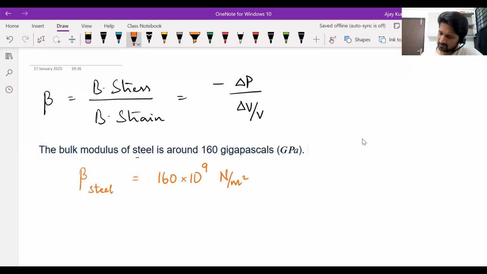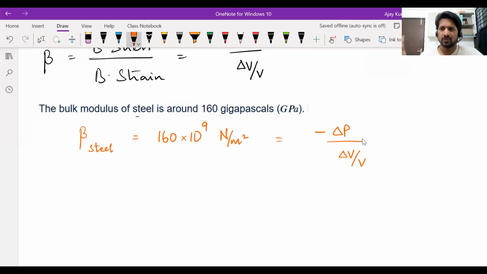Fine. So that is minus delta P divided by delta V by V. So suppose you increase pressure on an object made of steel, then the relative change in its volume, delta V by V, would be negative of delta P divided by 160 into 10 power 9.